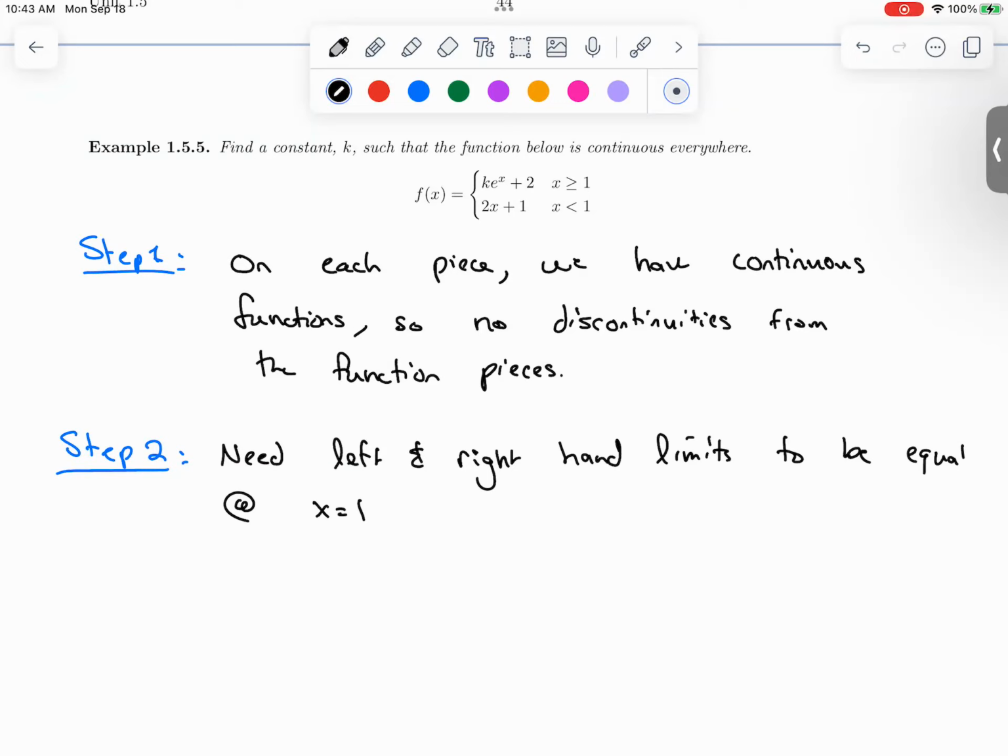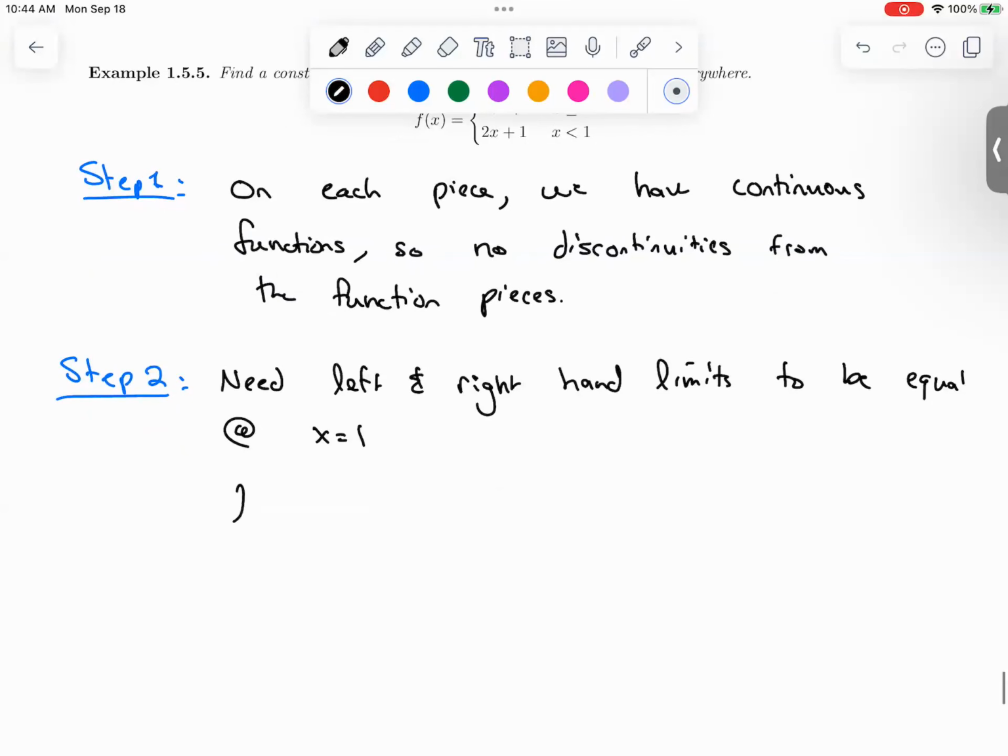Anyways, so let's check out the left and the right-hand limits. So the limit as x approaches 1 from the right of f of x. Which function would I be using? Piece 1, yes. So say 1 and 2.